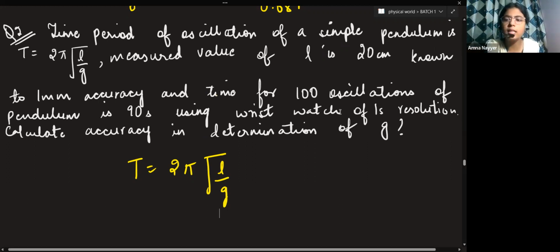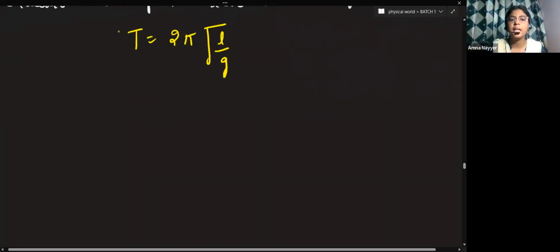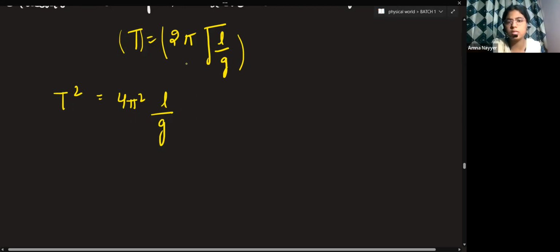So for calculating the percentage error, first know how we write g from this formula. If I square both sides, the right hand side as well as the left hand side, this becomes T squared, and the square of 2 pi becomes 4 pi squared, and this will be L by g. Why L by g? Because the square root to the power 2, half to the power 2, gives 1 only. That means L by g. From here, g can be written as what?